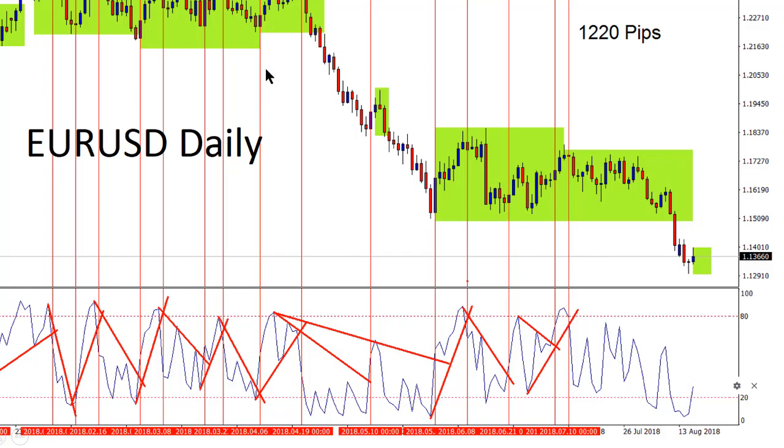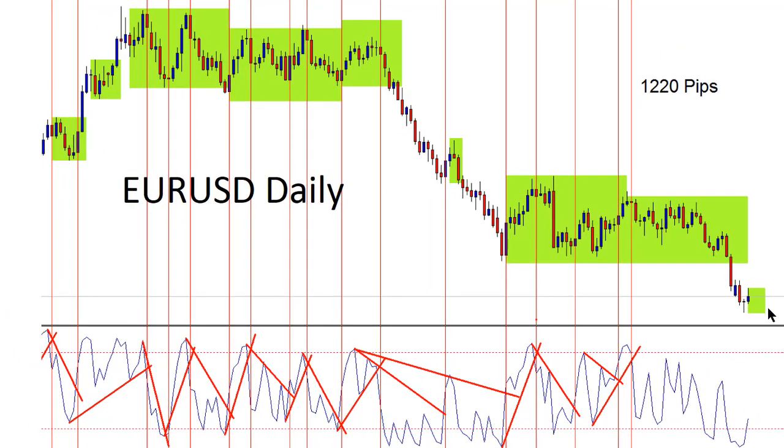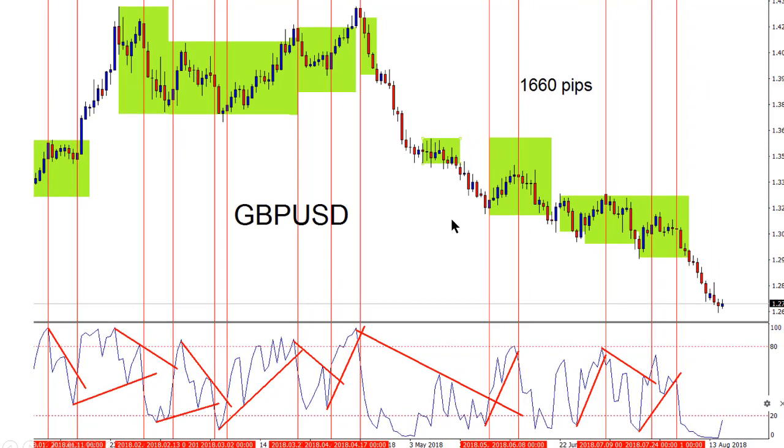The euro trended 1,200 pips so far this year. From its high to its low, it's trended 1,200 pips. Now let's have a look at the pound. The pound is exactly the same. Now you can see there's a lot less activity. These are the daily charts, so a lot less activity.